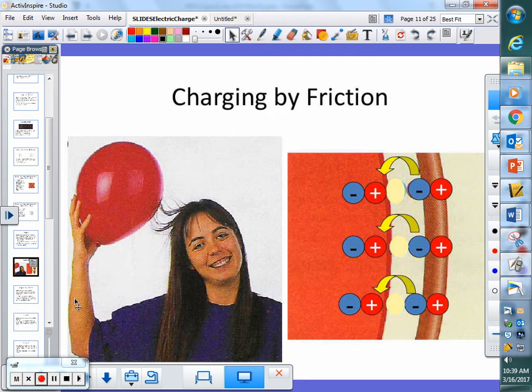We said that certain types of atoms are better at picking up electrons. Certain types of atoms are better at losing electrons. It depends on what kind of an atom is it, metal or non-metal? How many valence electrons does it have, etc., etc. We'll talk in more detail about that in the next unit when we get into chemical bonding. All right? So charging by friction requires movement.